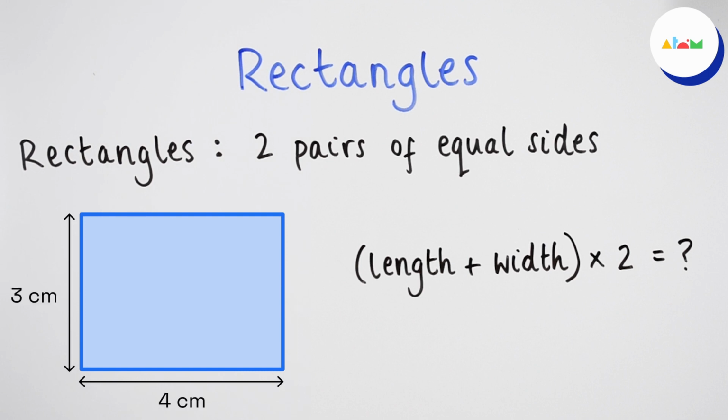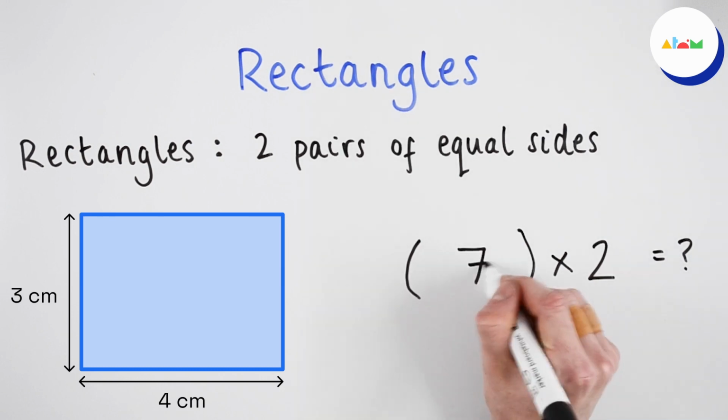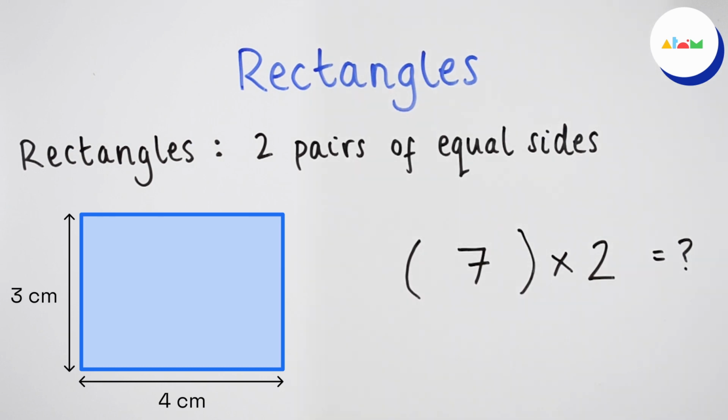To work out the perimeter, we need to calculate (3 plus 4) times 2. 3 plus 4 is 7, so we need to multiply 7 by 2 to get our answer. So we know that the perimeter of the rectangle is 14 centimetres.